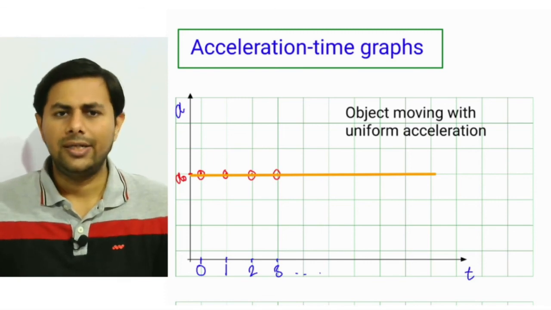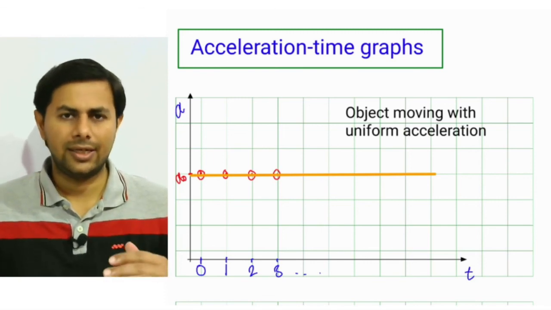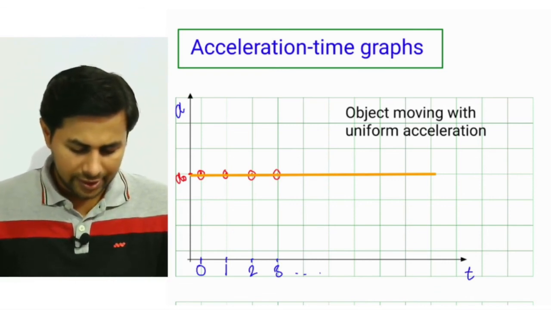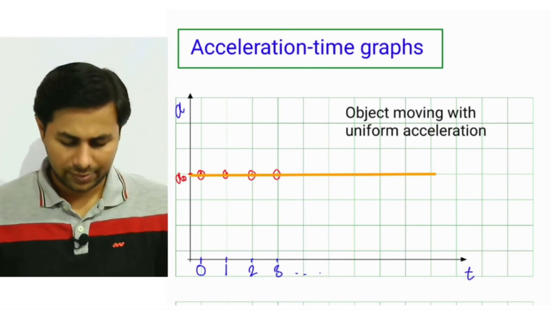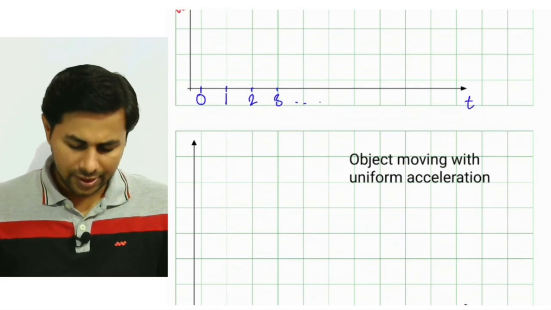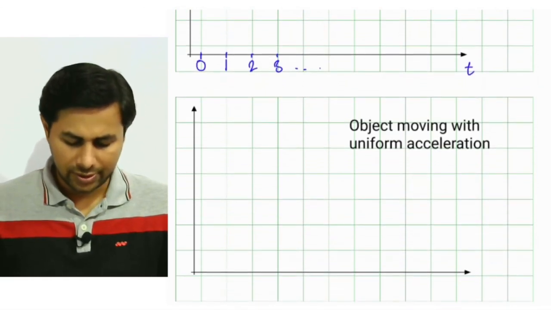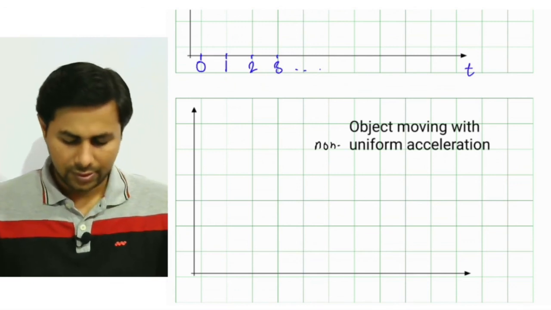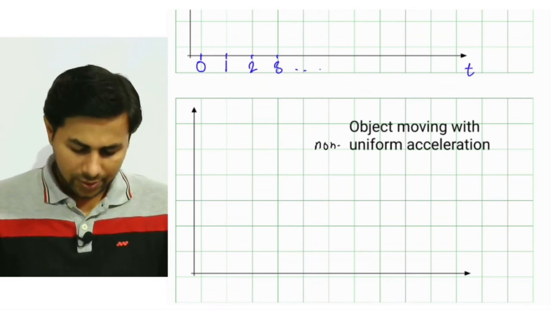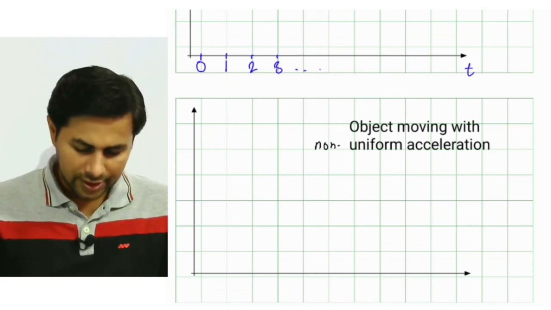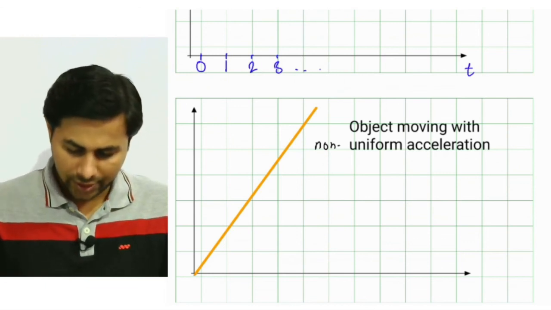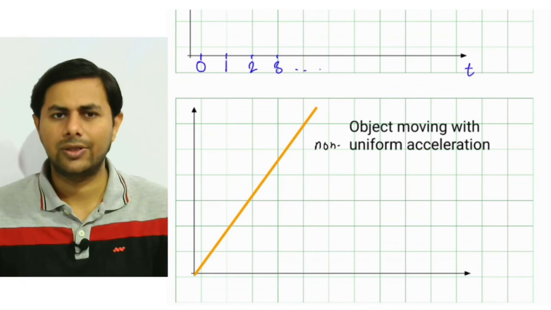Okay. So for anything which is constant, we get a straight line parallel to time axis. So here acceleration is constant, that's why we get a straight line parallel to time axis. And then next is object moving with non-uniform acceleration. Okay. So even if we consider just a straight line like this, so here the acceleration is increasing with constant rate.